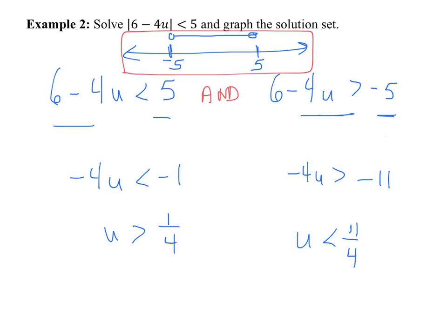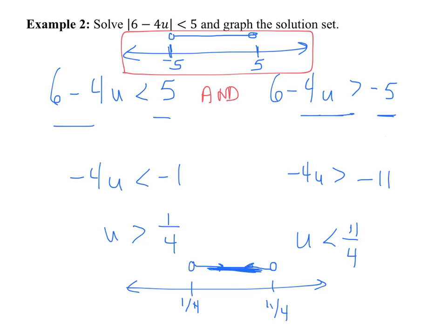And take a look at your solutions and make sense of them. A number that's greater than a fourth and less than 11 fourths, okay, it's clearly an and statement. Think about your endpoints. How are you ever greater than 1/4? Well, on the number line, here's 1/4. And here's 11 fourths. If it's greater than 1/4, it means it's to the right. If it's less than 11 fourths, it means it's to the left. So we're in this region in between right here.